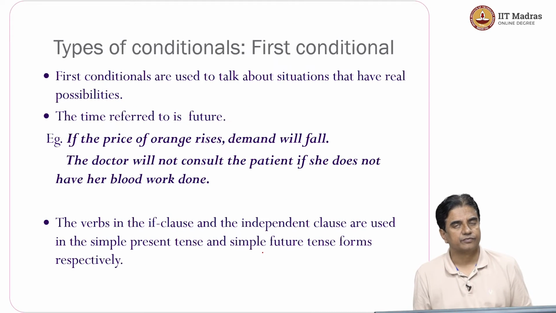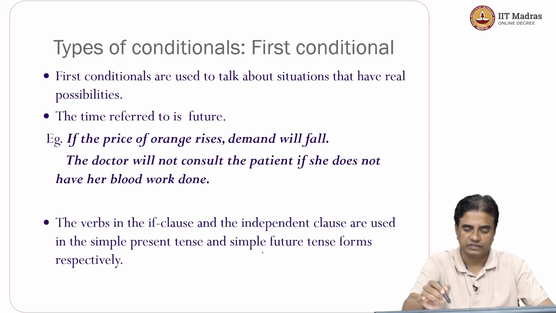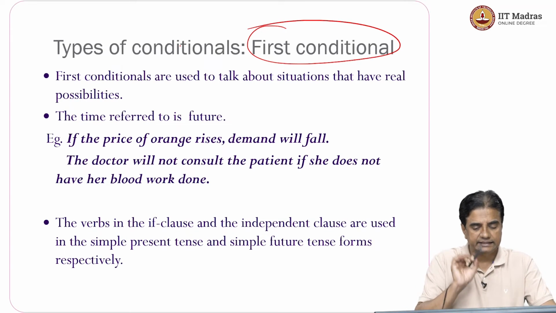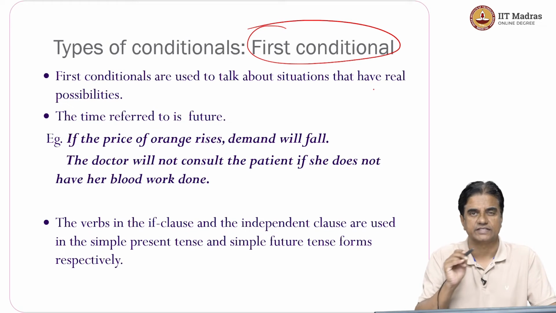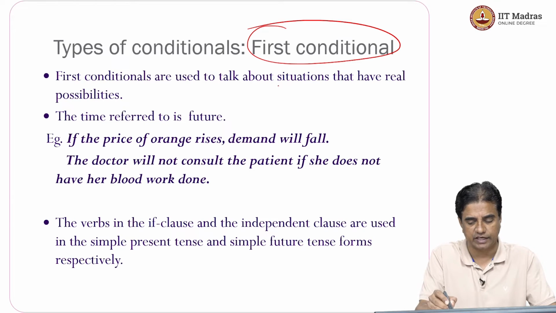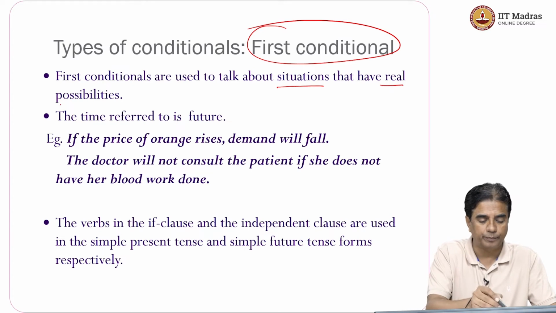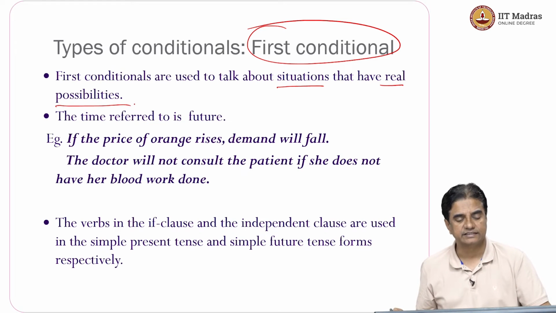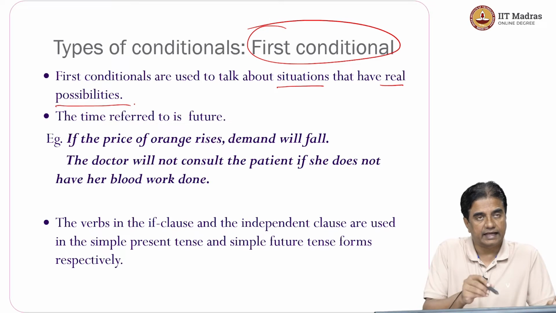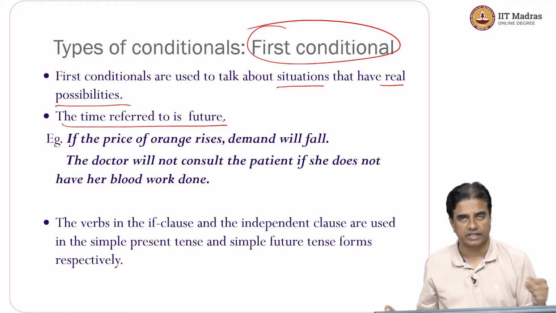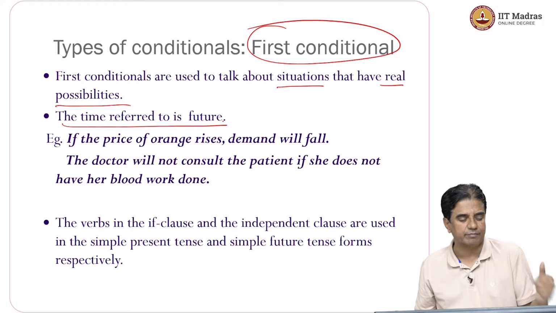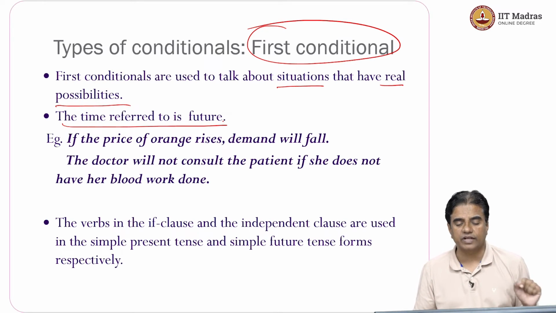Second type is first conditional. This is used to talk about a situation that has real possibilities. So look at it. Now it's a situation or situations having real possibilities. And the time referred to, it refers to future, an activity in future. So look at the examples. If the price of orange rises, demand will fall.